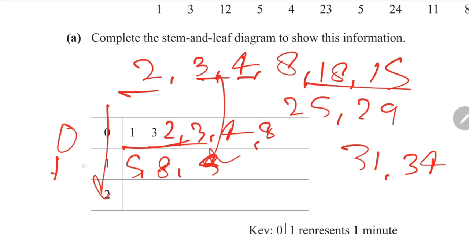For 25 and 29 we use 2 here and use 5 and 9. So 2 and 5 is 25. 2 and 9 is 29. For the next numbers we use 3 here and 1 and 4. So 3 and 1 is 31, and 3 and 4 is 34. In such a way we can arrange the numbers when we have to write them in the stem and leaf method.